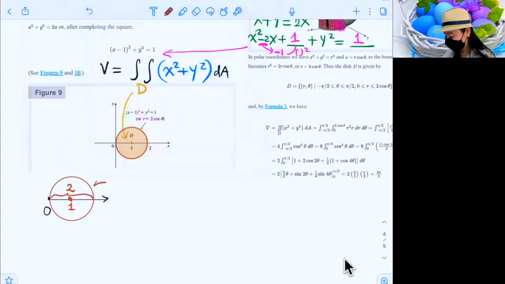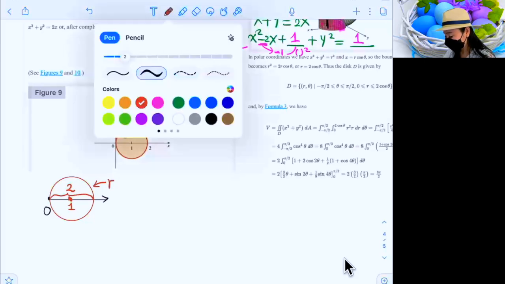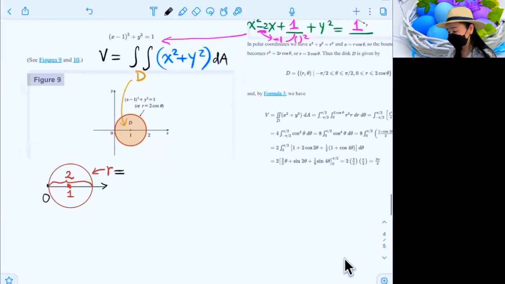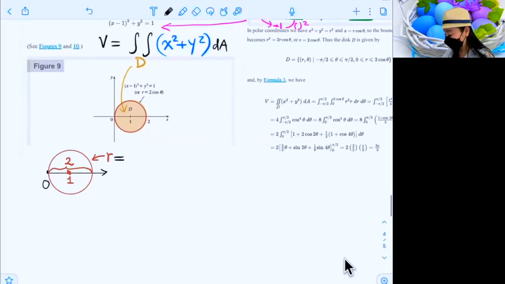What does R equal to? R equal to what? Don't remember? Okay, so actually I was trying to give you guys a quick review. So it was like this, okay, let me give you a quick review.